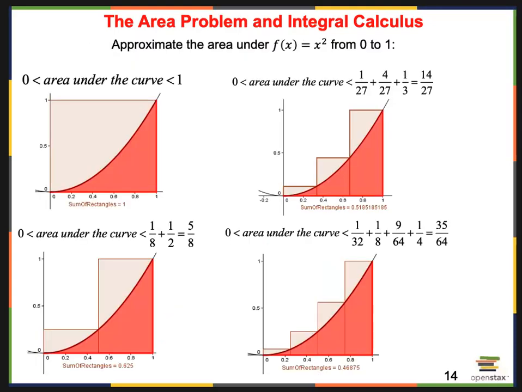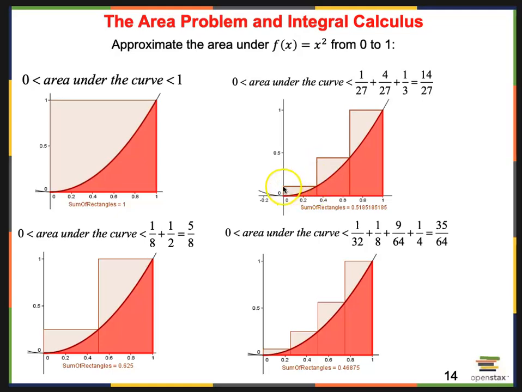Okay, let's talk about the area problem and approximate the area under f(x) = x squared from 0 to 1. So here's our area under the curve from 0 to 1. If you put 0 into x squared, you get 0. If I put 1 in, I get 1, and then we have all these values in between, from 0 to 1.